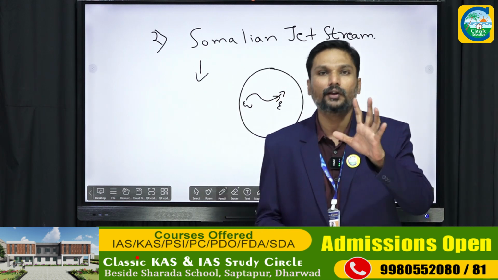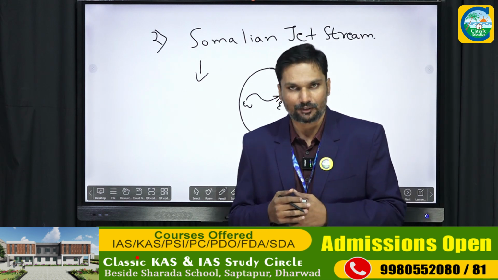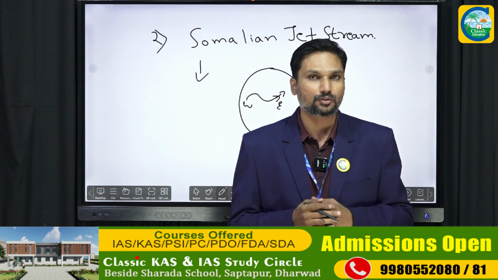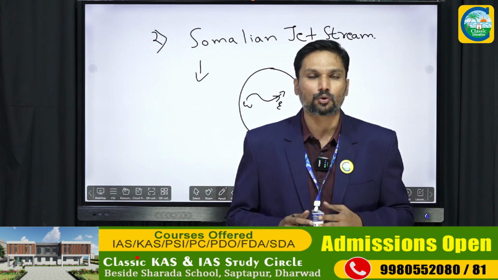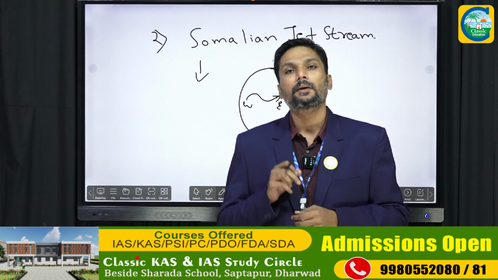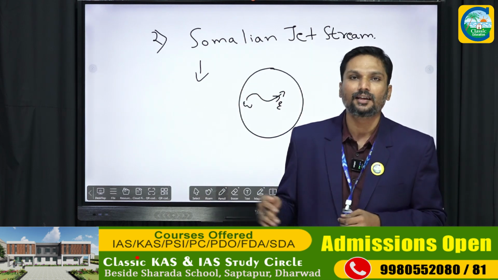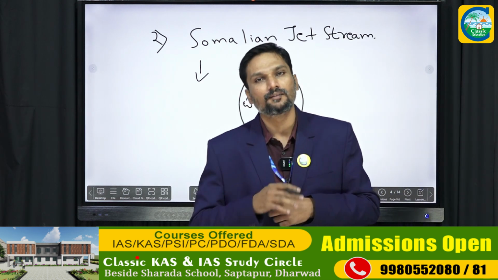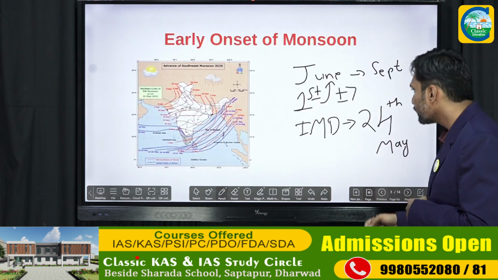Is that understood? So the IMD as well as many weather scientists have already said that this year the early onset of monsoon is mainly due to two reasons. One is, as I've already told you, the Madden-Julian oscillation, point number one. Point number two is the Somalian jet stream. So these two important factors have influenced the onset of monsoons.